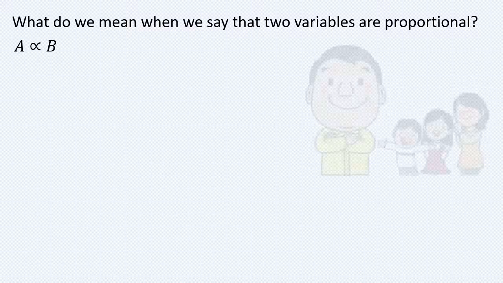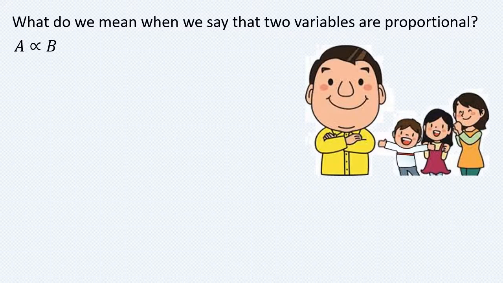Let's say we have a father that has 3 kids. The youngest is 4 years old, the next sibling is 6 years old, and the eldest is 9 years old. He gives a monthly allowance of 40 pounds to the youngest, 60 pounds to the middle child, and 90 pounds to the eldest child. Now, do you notice a pattern here?